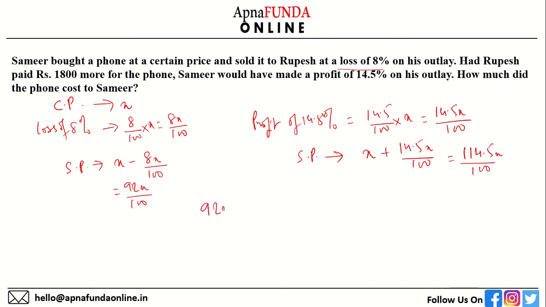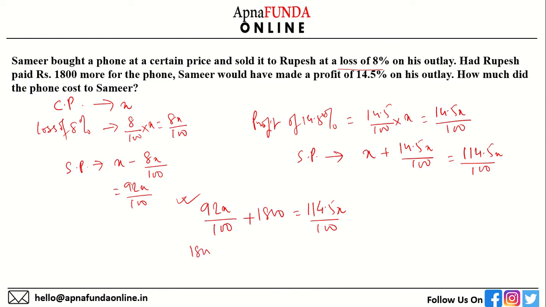Samir sold the phone at a loss of 8%. This is the selling price. Had he sold for 1800 more, he would have made a profit of 14%. Correct? Now you should have this expression.